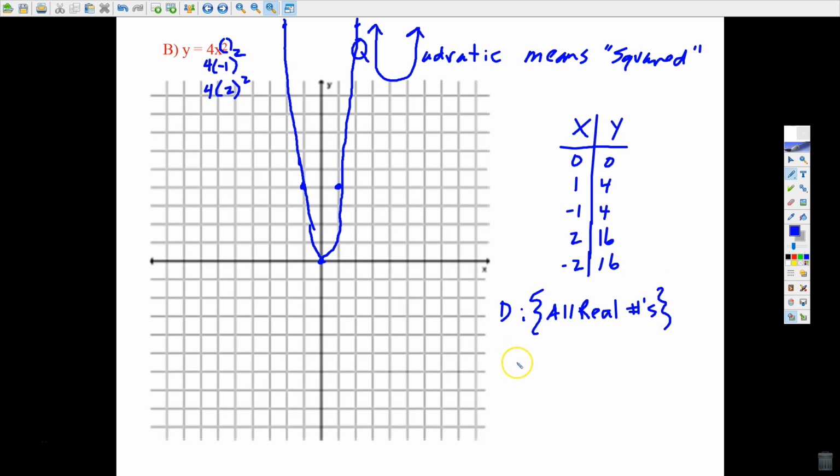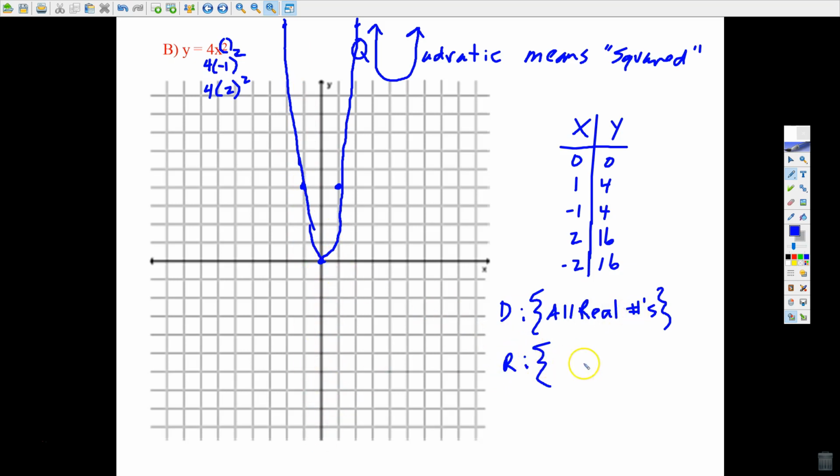Okay, but let's take a look at the range. Again, thinking this way, do you involve every single real number in this graph when it comes to the y coordinates? Well, obviously you don't, because none of these negative numbers are involved in this graph. It's only the numbers from 0 and upward. So we can't say all real numbers because these are not involved.